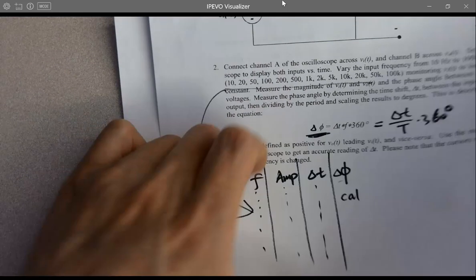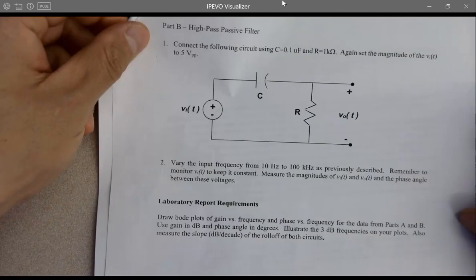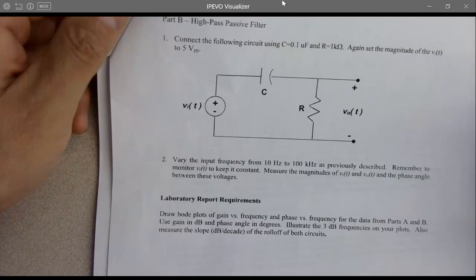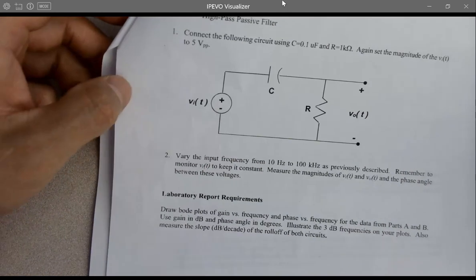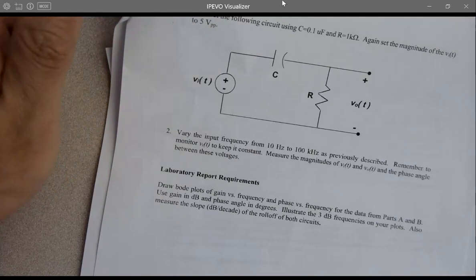Same for this one. Change the circuit, exact same process. Super fun. Do it.